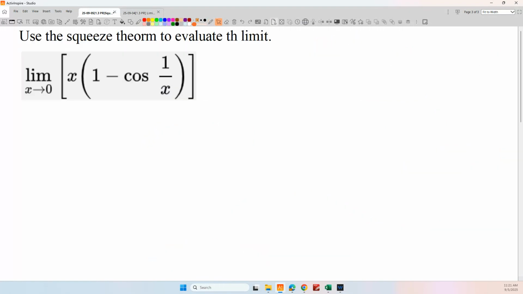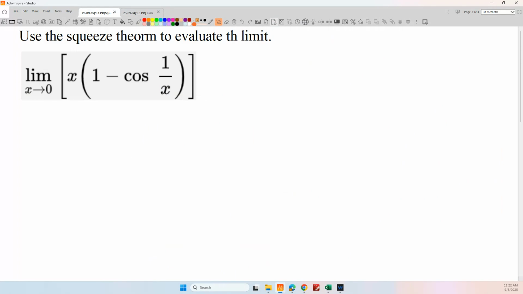We could do something similar with this. There's a bunch of ways we could do this one. Any ideas? You just plug in the 0 for x. If I plug in 0 for x here, this is going to evaluate to 0 times 1 minus the output of a cosine function. What's the output of a cosine function going to be?